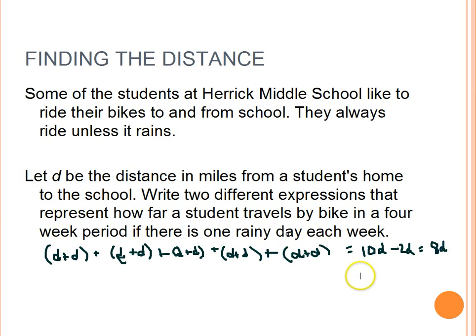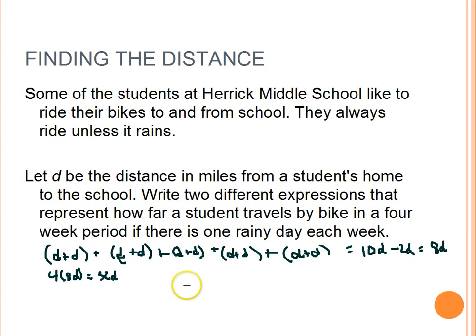But what we have to do is we have to make sure that we understand that it is for a 4-week period. So we have to do 4 times the 8D, which is 32 Ds. So as you can see, I wrote an expression out as D plus D all the way out, which is the same as 10D minus 2D equals 8D. And then I wrote it again as 4 times 8D.